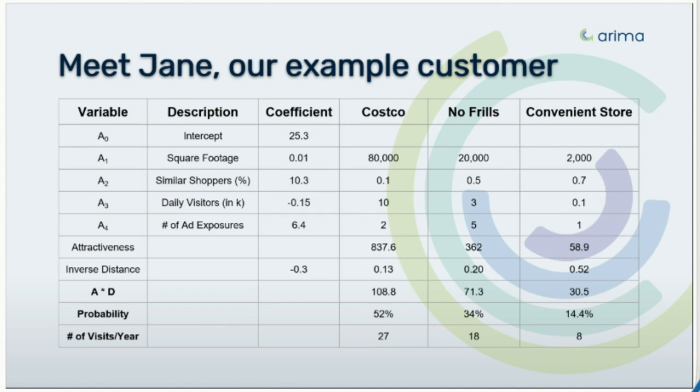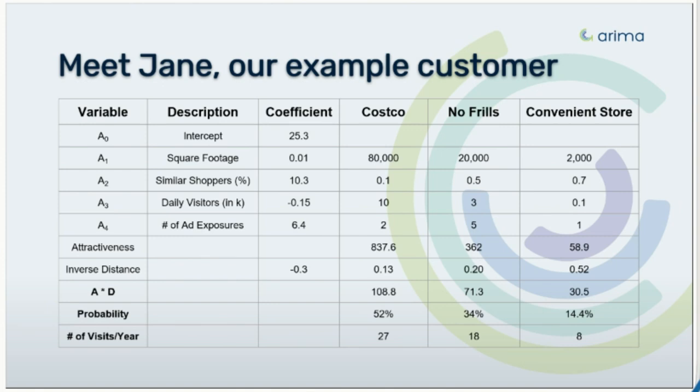Daily traffic, that has a negative coefficient, so if the store is busier, she doesn't like that. And finally, the number of ad exposures she received, so the number of times she's seen an ad. If that store has advertised to her more, then she would like to come there more. Now, I'm only using 4 factors here. In reality, some of the models we built have 50 or 60 different parameters, but this is just a toy example to show you how the model works.